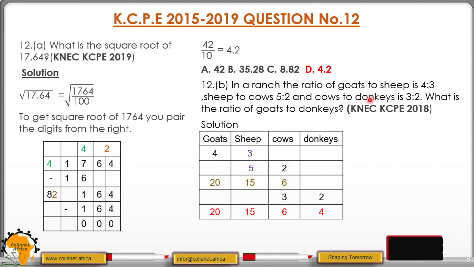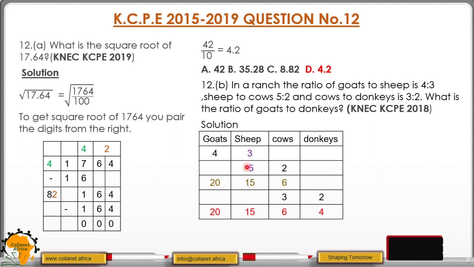Then from that we have cows to donkey. So the cows is common. You put cows here, and then we have the donkey. Cows to donkey is 3:2. What is the ratio of goats to donkey? In the first instance, we have goat, sheep, cow. We have been given 2 values of sheep. So we have to get the LCM of the 2, or what is common.